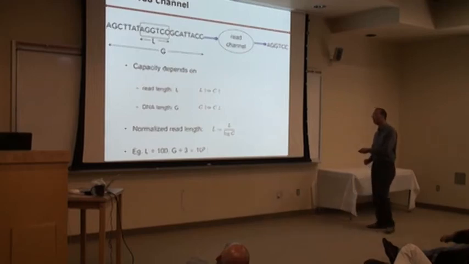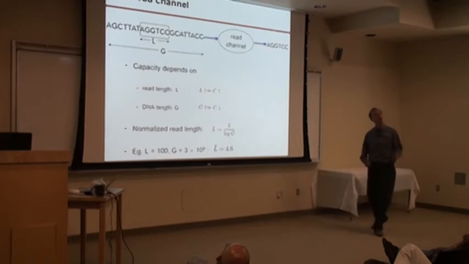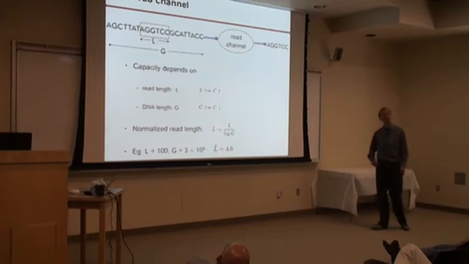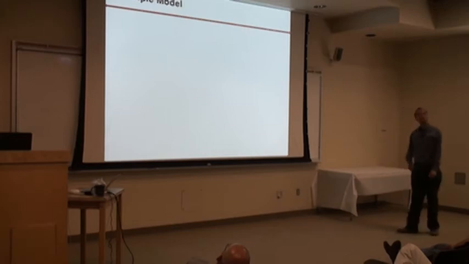For a genome, our DNA sequence, of 3 billion, with L equals 100, L bar will be 4.6. So this L bar is called a normalized parameter, but it's also pretty much numerically normalized, because it's a number around 1. It's not like 0.0001, or a billion. Okay? All right. So we're going to start.